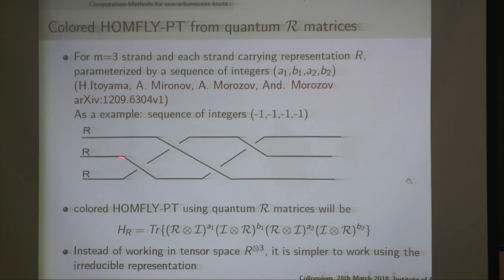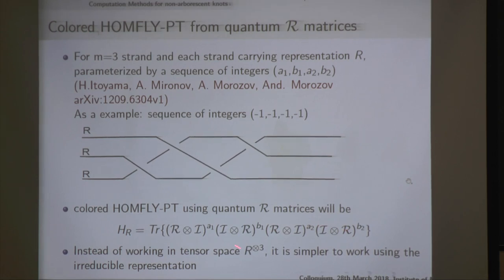Just to give a flavor of how the Russian team were looking at these invariants: if you have A1, B1, A2, B2 for a 3 strand braid as a sequence, the crossing sequence is 1, minus 1, minus 1, minus 1, minus 1, which I have drawn here. There is a systematic way of writing it involving quantum R matrices, where you will see that if it is 1 and 2, it is R cross identity. If it is 2 and 3, it is identity cross R, with appropriate powers of A1, A2.